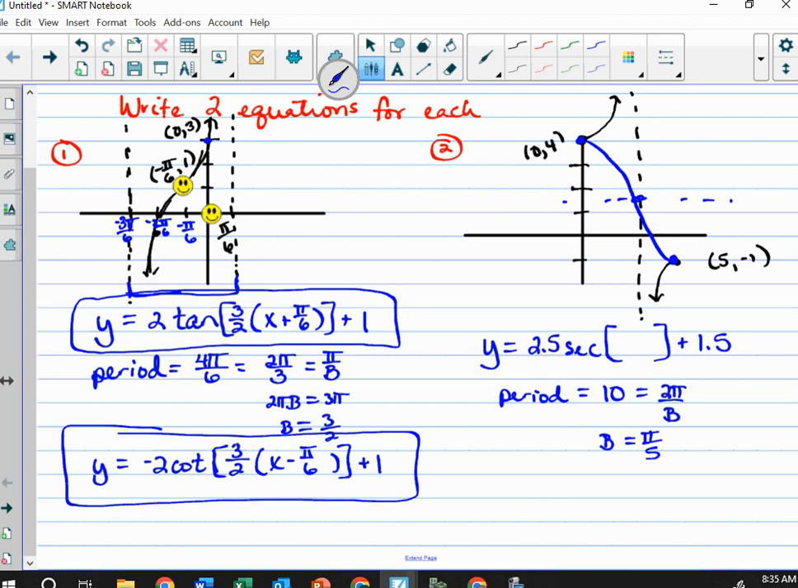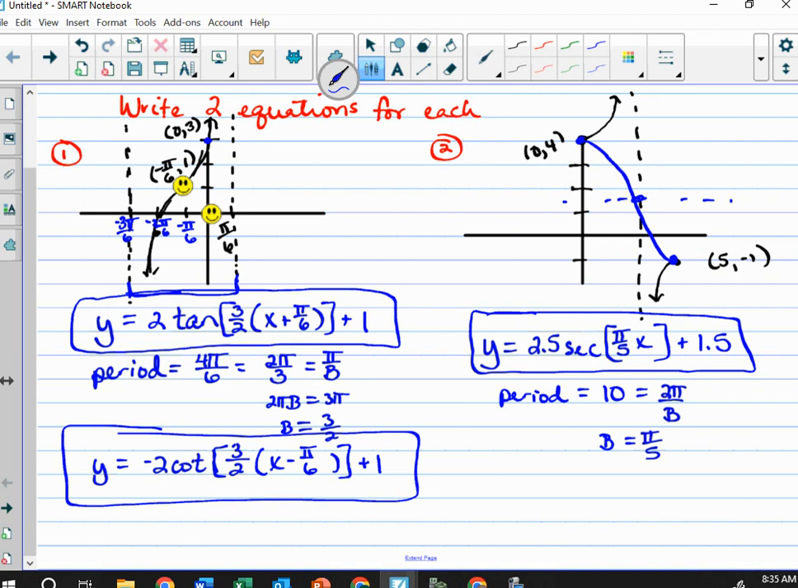Okay. Multiply by b, divide by 10. That's what we're doing there. So I can just plug that in here. I'll have pi over 5, and I can just say times x, because I don't have a phase shift if I'm doing secant. That is your first equation.